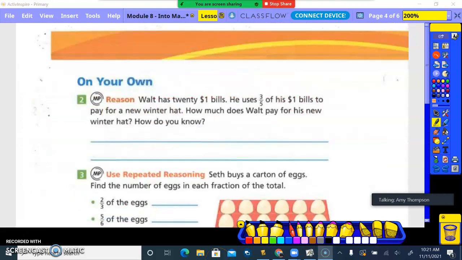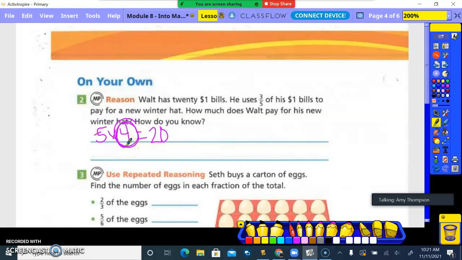So on your own, number 2, reason. Walt has $21 bills. He uses 3/5 of his $1 bills to pay for a new winter hat. How much does Walt pay for his new winter hat? How do you know? Okay, so basically, how do we get from 5 to 20? So 5 times 4 equals 20, right? So we're going to use that 4, correct?